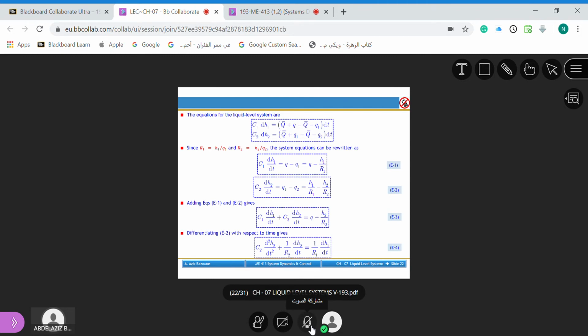So the equation for the liquid level system, for the first tank, tank 1, we can write like this: C1 dH1 over dt equals Q in minus Q out. For tank 2, it will be C2 dH2 over dt equals Q1 minus Q2. Remember, we have Q input minus Q output.